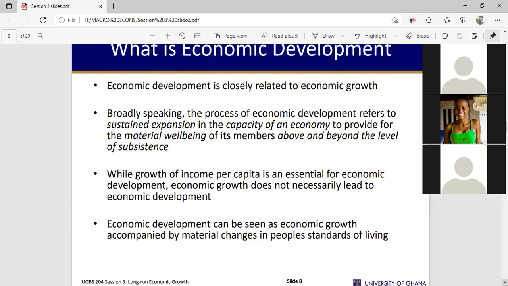Sir, you just said economic growth is a subset of economic development. Therefore, economic development has to come first. So there can't be growth if there's no development, basically, because the growth is under economic development. That's what I think.